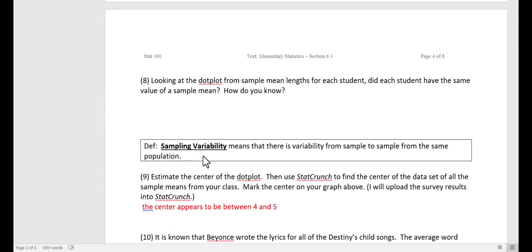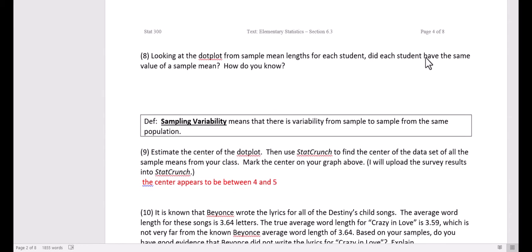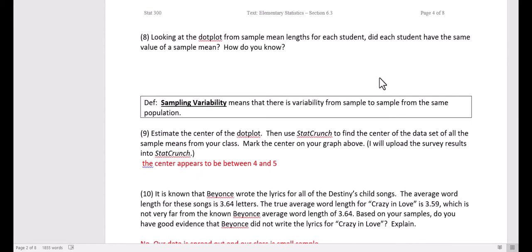So that is sampling variability. There is variability from sample to sample from the same population. Remember, our population here is the words in the passage. Estimate the center of the dot plot. Then use StatCrunch to find the center of the data set of all the sample means from our class.